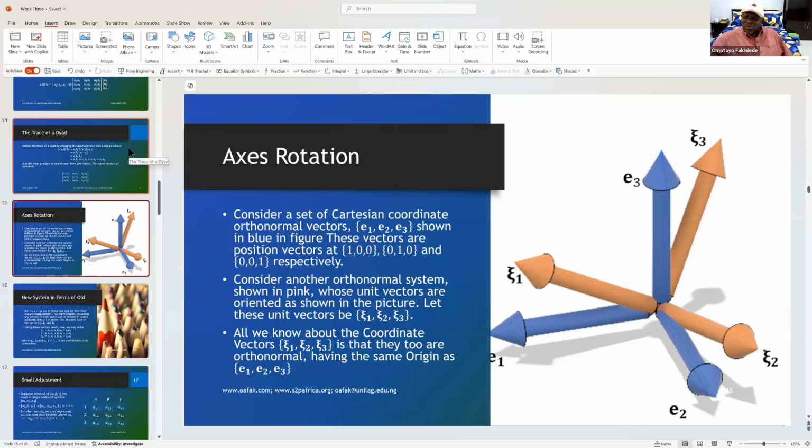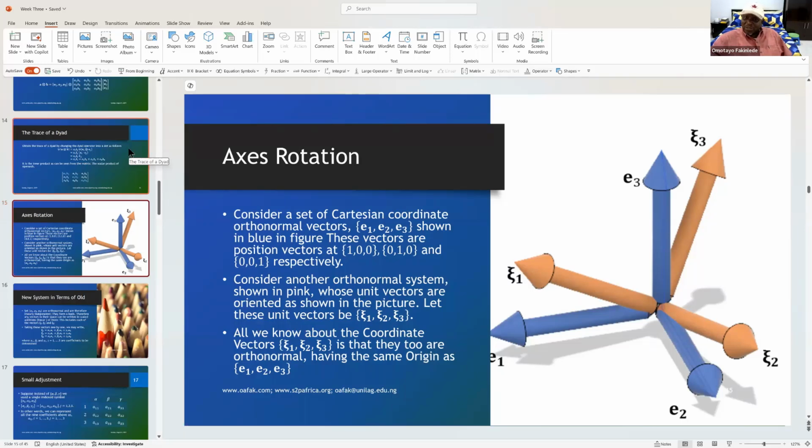So that means that the xi1, xi2, and xi3 still remain orthonormal. That is, they are still unit vectors, and they are still normalized, and they are still orthogonal to one another. So all you have done is that you have rotated them away from the position they were before. The question is this: if you had a vector inside this original system, what will the value of that vector be in the new system?